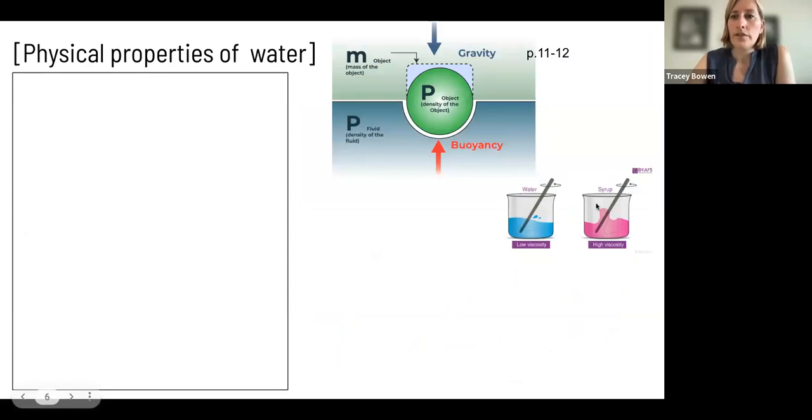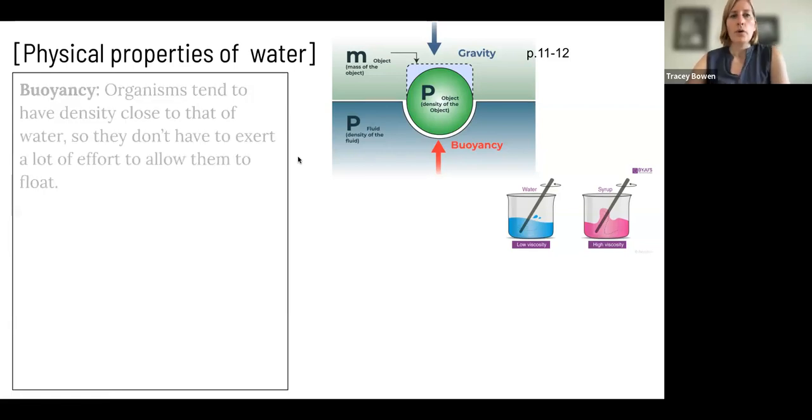So there's a variety of physical properties of water that we need to be aware of. One of them is buoyancy. Most organisms that live in water tend to have a density that is close to that of water, so they don't have to exert a lot of effort to be able to float.